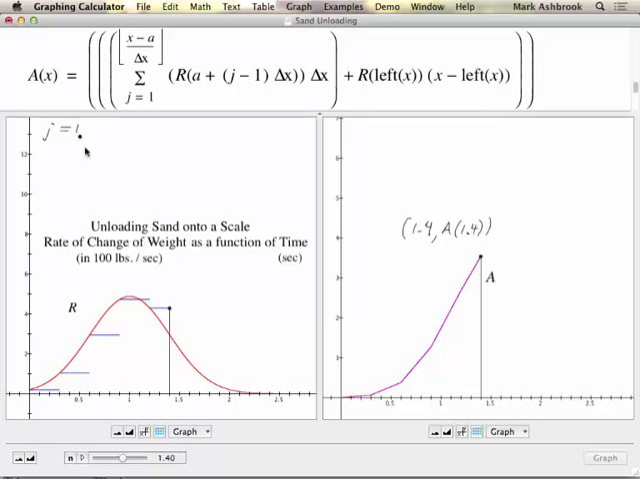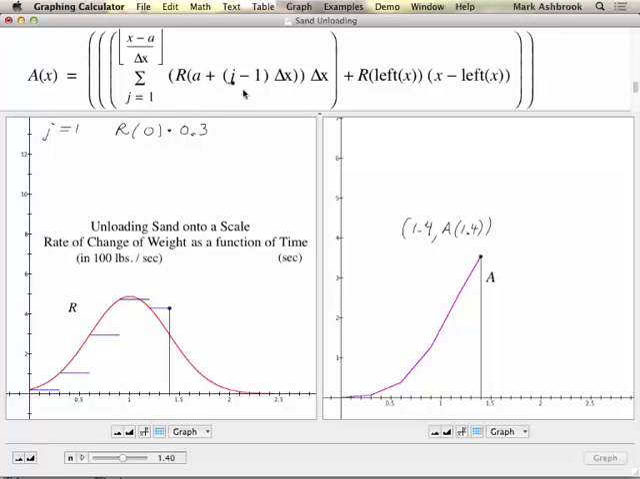J equals 1 is talking about the first whole interval, right? The first whole interval down here. And so when we plugged J equals 1 into this right here, we got R of 0. R of 0 times our delta X is 0.3. So what just happened?